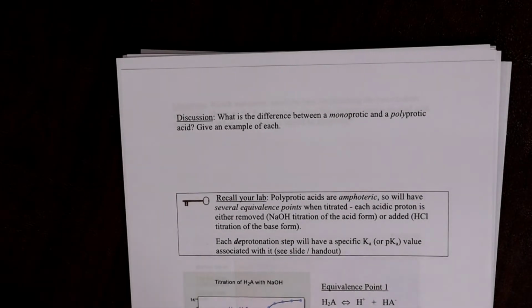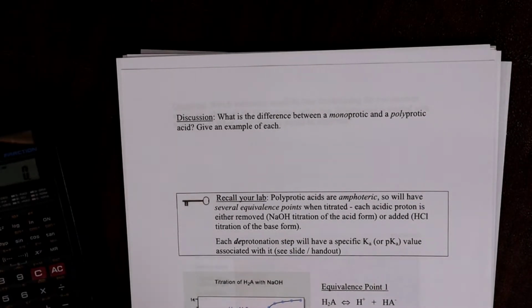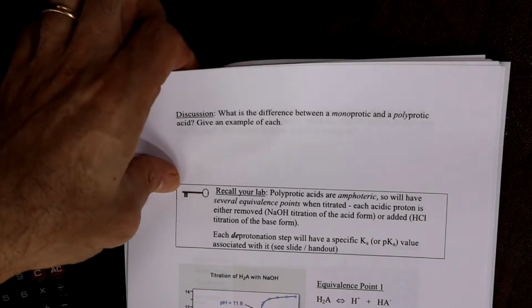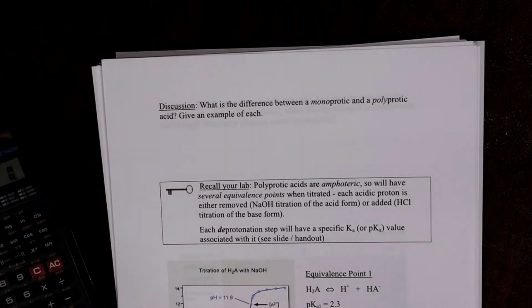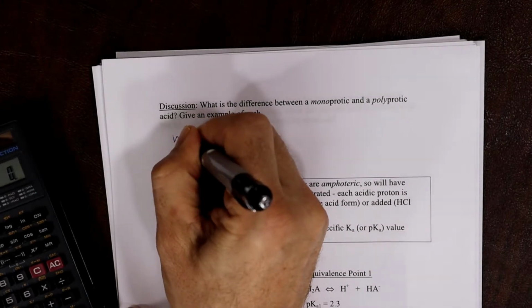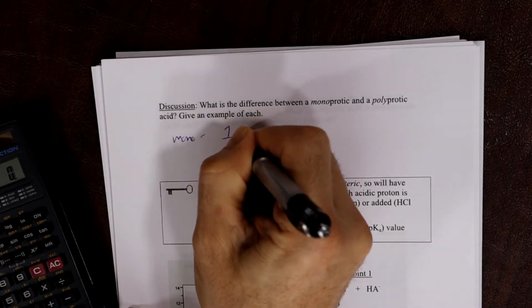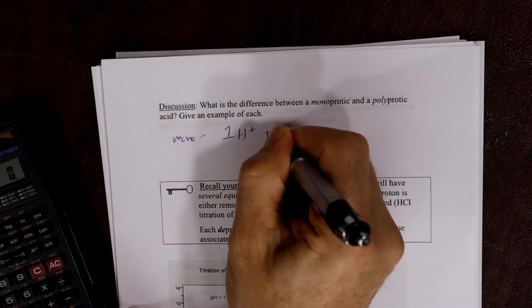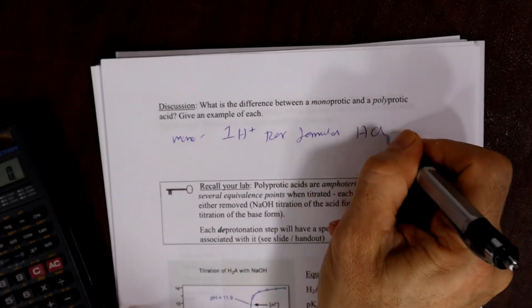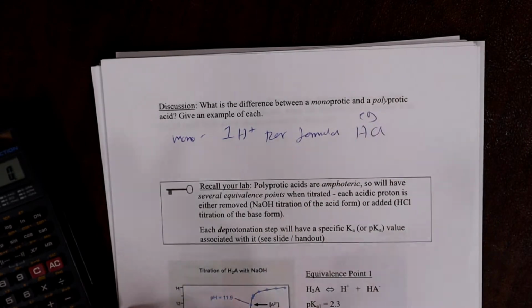Next thing, so that's a salt, all right. Next thing, this really helps with our lab again. So what is the difference between a monoprotic and a polyprotic acid, right? Well, mono means one, right? One what? 1 H plus in the formula. For example, HCl.